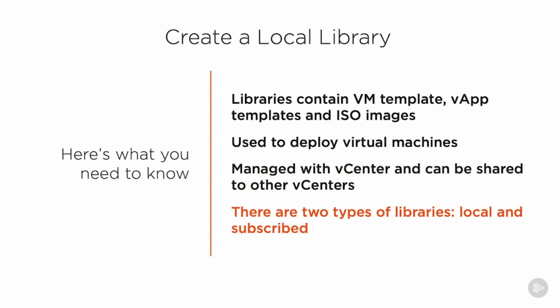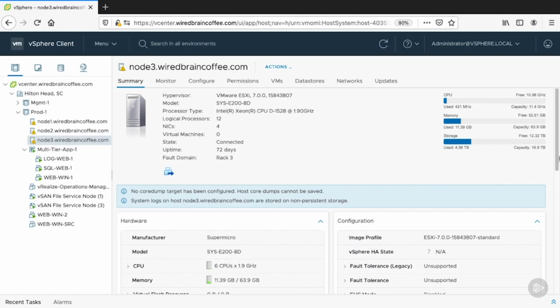Now, there's two different types of content libraries. There are local content libraries and subscribed content libraries. In this lesson, we'll be covering local content libraries and we'll be saving subscribed content libraries for another upcoming lesson.